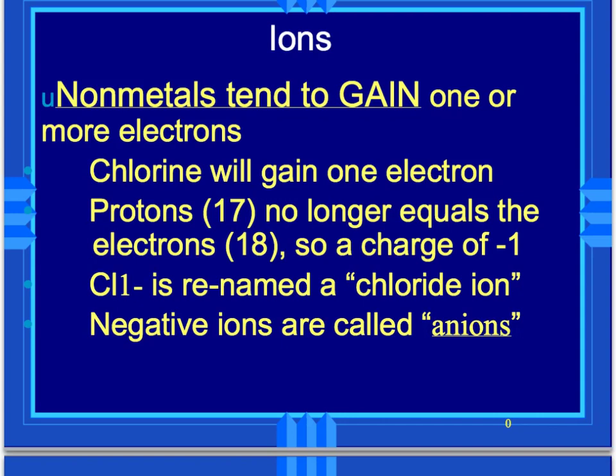Now the next trend that I want you to know about is that nonmetals tend to gain one or more electrons. So the example we have here is that chlorine will gain an electron. So normally it has 17 protons, but if it has 18 electrons, we now have 17 positive charges and 18 negative charges, so we end up with an overall charge of -1. So we now call this a chloride ion, and again, since it has a negative charge, it's called an anion.